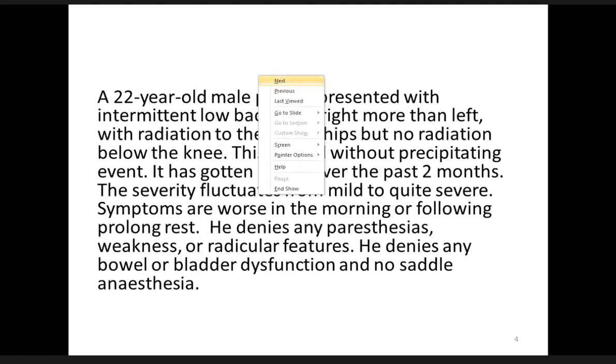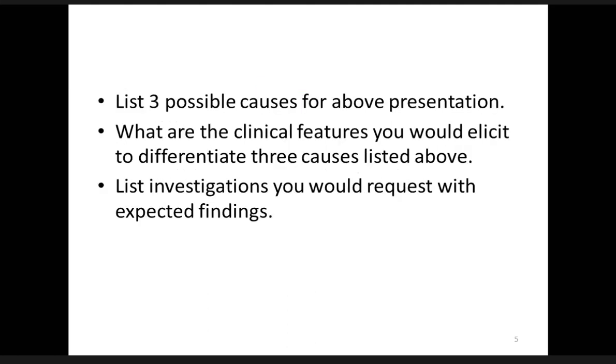Okay, right. So now we have listed 3 causes, right? Ankylosing spondylitis, psoriatic arthritis, and possibly we will take the third one as reactive arthritis, right? So what are the other clinical features you would elicit to differentiate the 3 causes listed? When you think about ankylosing spondylitis, what are the other clinical features you would try to elicit in the history and on examination that would support the diagnosis of ankylosing spondylitis? So we have to take one by one. Ankylosing spondylitis first, then psoriatic arthritis, and then reactive arthritis.